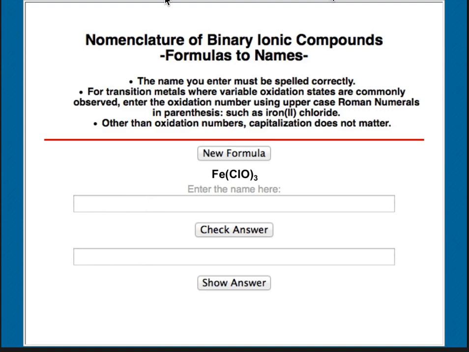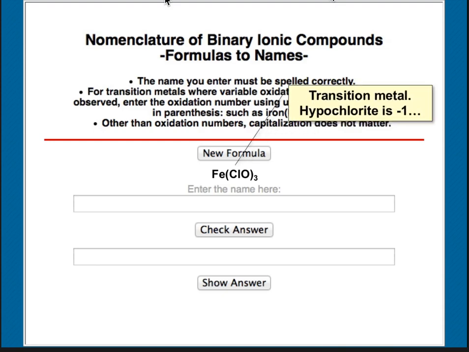One more. ClO. That's the chlorine family with 2 oxygens missing. So what's that called? Hypochlorite. And it's a -1. We have 3 of them. If each of these is -1, the iron must be +3. And so the name is going to be iron(III) hypochlorite.